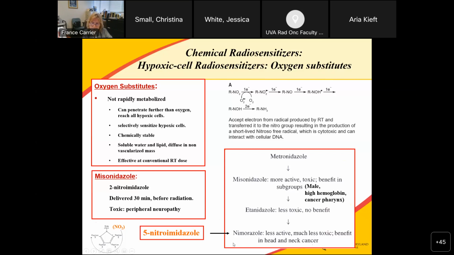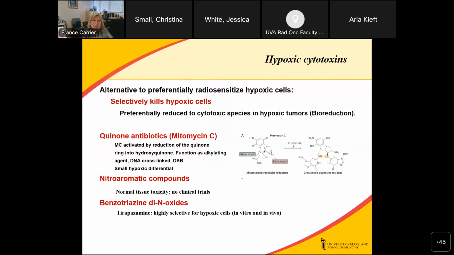And then nimorazole, this one has a nitro group in position 5. It's less active, but much less toxic, and there is some benefit in head and neck cancer. The main problem with the 2-nitroimidazoles is you can get peripheral neuropathy, and that was not a very pleasant thing to have. And you need to have a very high amount of it to make it effective. So this was a way to sensitize cells to radiation under hypoxia.